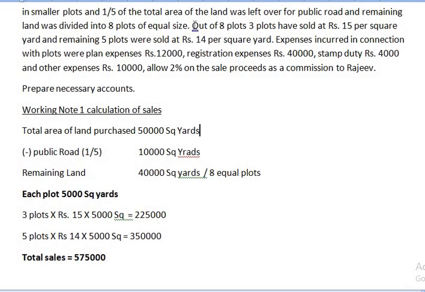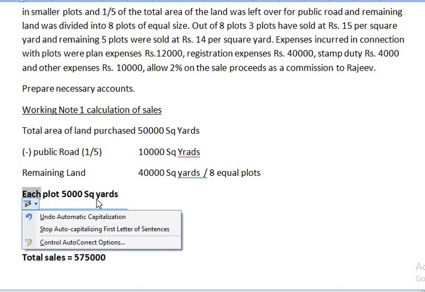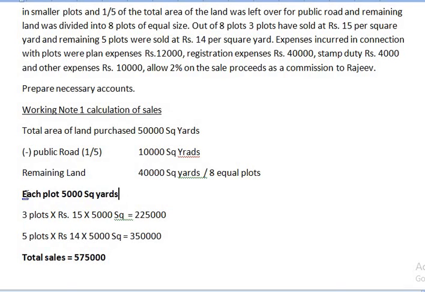Further, they said that out of 8 plots, 3 plots have sold at rupees 15 per square yard. So 3 plots multiplied by rupees 15 per square yard, and each plot measurement is 5,000 square yards, because each plot will be 5,000.